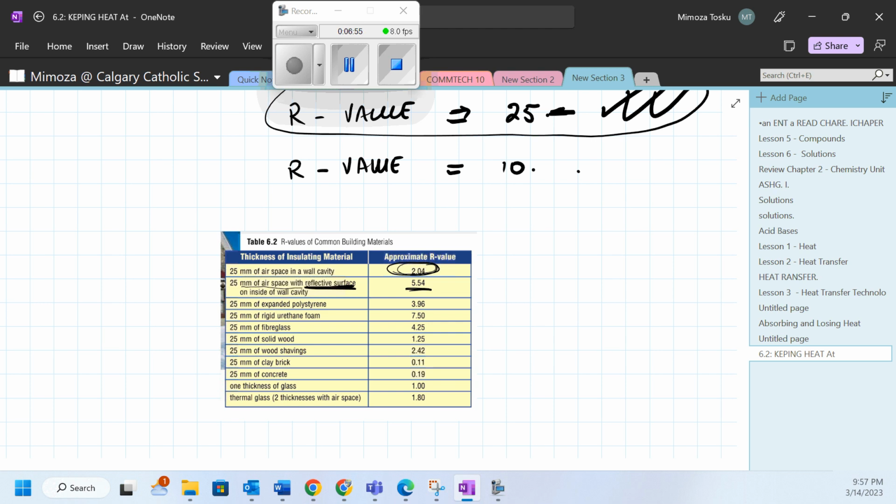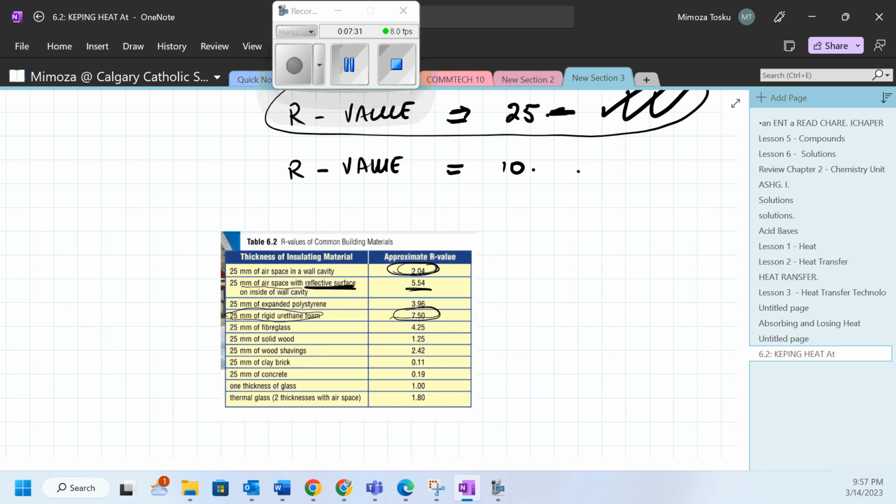So if you are looking at this, what you notice is that the highest R value is the 25 millimeter of rigid foam, which has a value of 7.50. And this is what you will aim to buy in order to insulate your home. It's the foam that you are using when you are installing the windows and doors, if you have had that opportunity to do so in your home or to see someone doing it in your home.